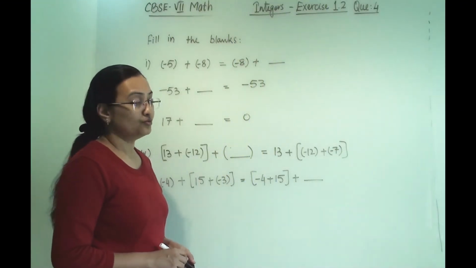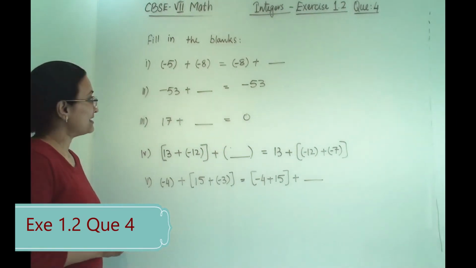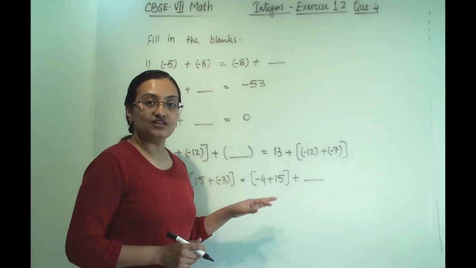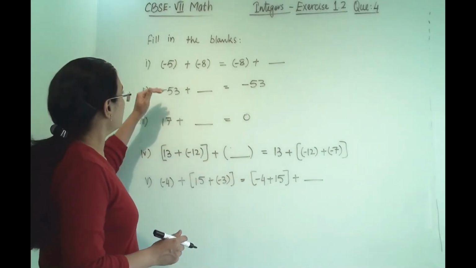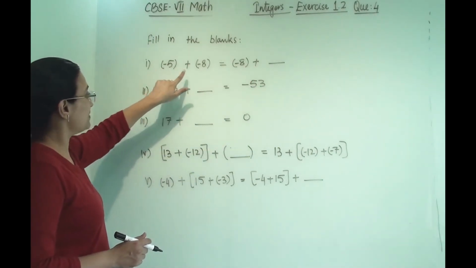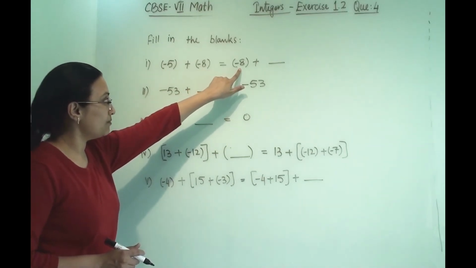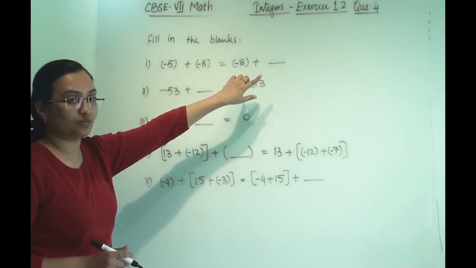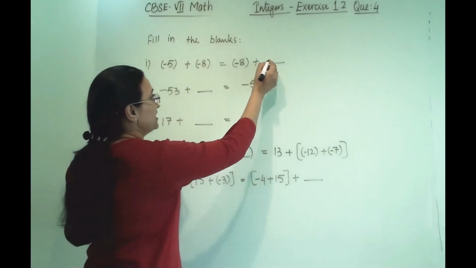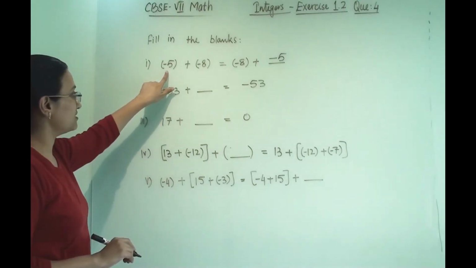Exercise 1.2, question number 4. So here we have to fill the blanks, and this is based on the properties of addition over integers. So in this we have to write the missing numbers. Here minus 5 is there, here minus 8 is there. So towards the right hand side minus 8 is there, then what should come there if we want to make these two terms equal? It is very easy, it should be minus 5, because here minus 5 is there.